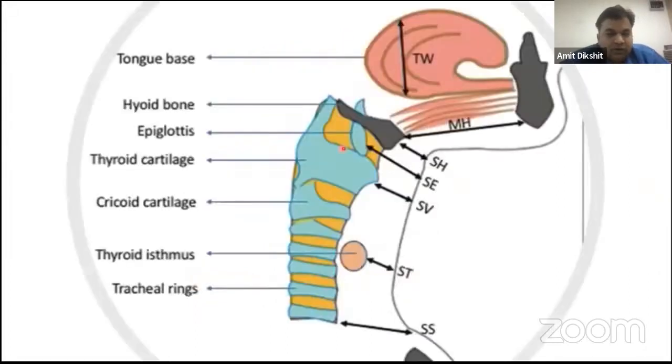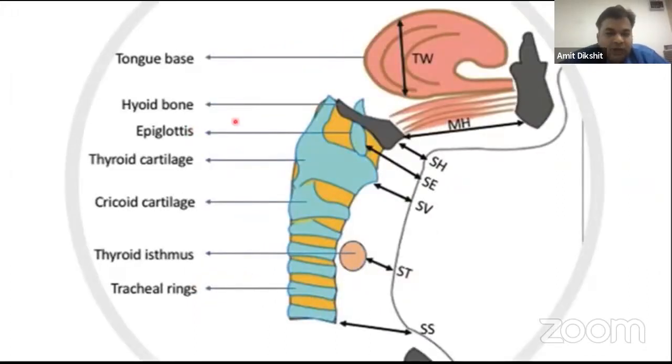Again, the hyoid bone on the top, the tongue, the hyoid bone, then we have the epiglottis, then at the level of the thyroid cartilage, we have the vocal cords, then the cricoid cartilage, in between the cricothyroid membrane, and below are the tracheal rings, the thyroid, the isthmus, and other things.